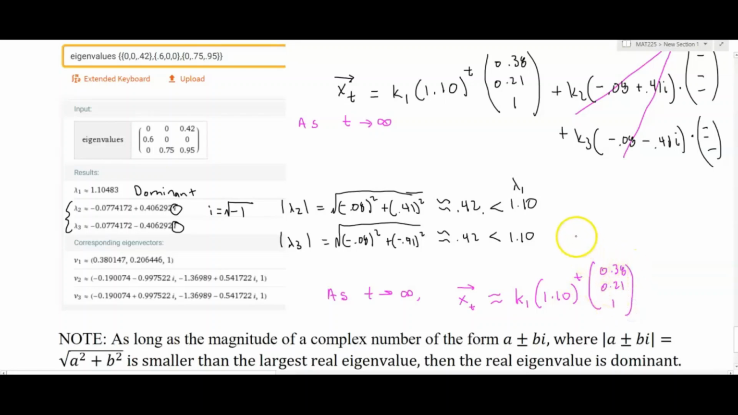And so what that means is that first of all, this is telling us that this vector will ultimately point in the direction of v1, and every additional time unit, the components will grow by 10%. So this means that if this is the ratio of calves to yearlings to adults, I could say that for every 100 adults, I'll have 38 calves and 21 yearlings, and every year, all of those populations will grow by 10%.